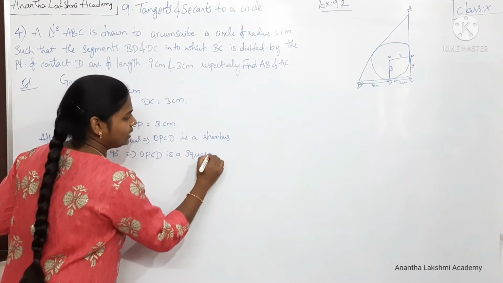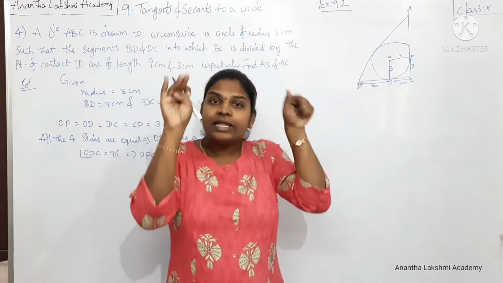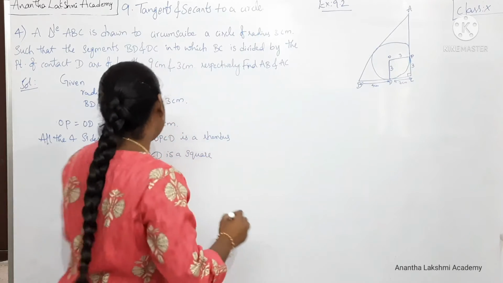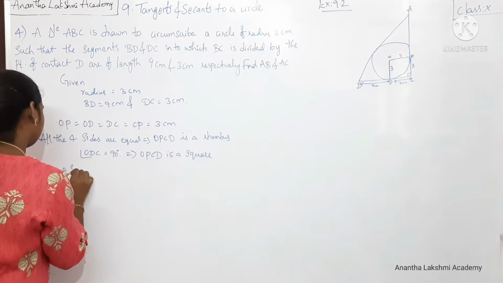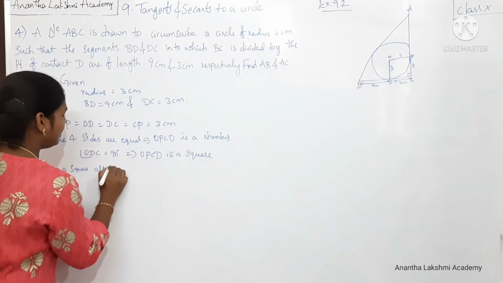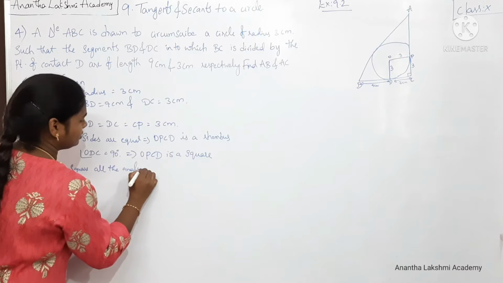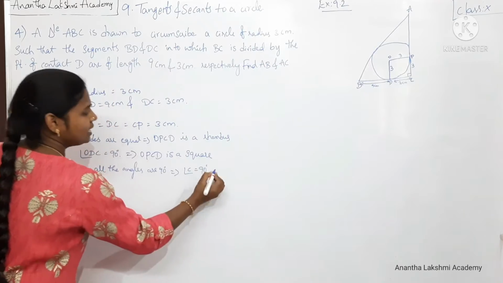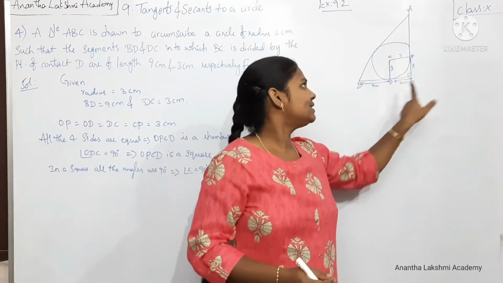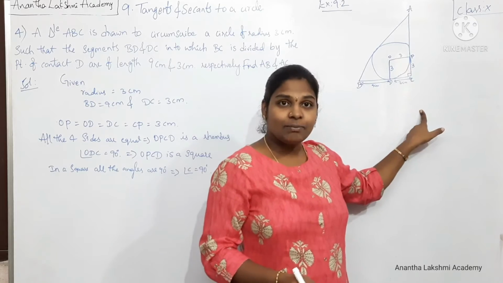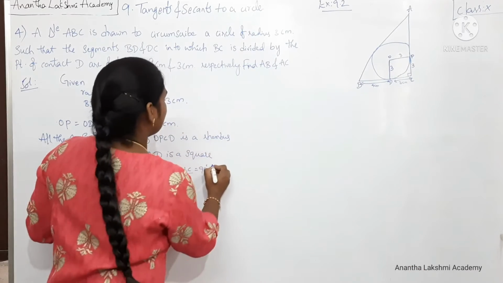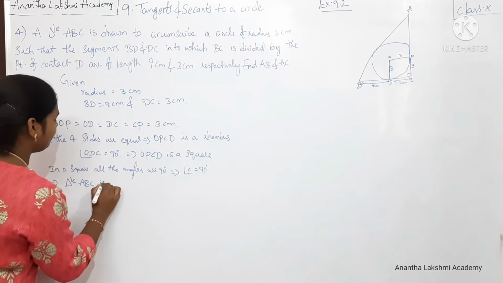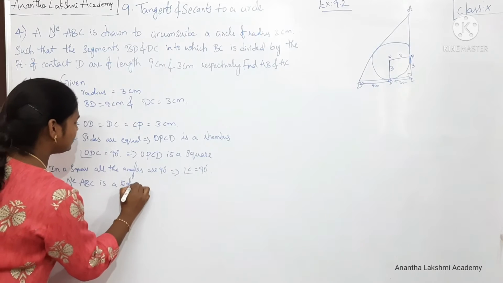Now, in a square, all the angles are 90 degrees. So this angle C is also equal to 90 degrees, which implies angle C is equal to 90 degrees. Now, look at the triangle ABC. Angle C is a right angle, so the triangle becomes a right angled triangle. That implies triangle ABC is a right angled triangle.